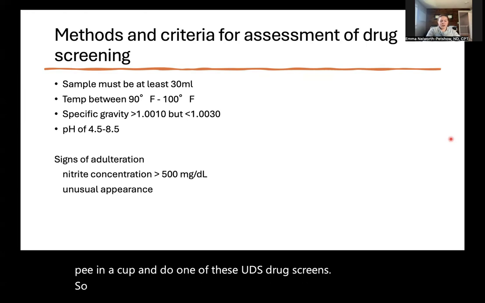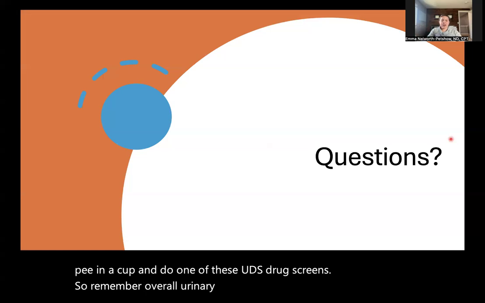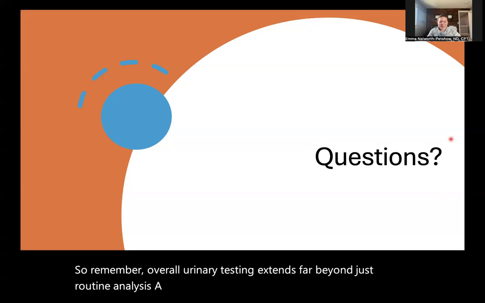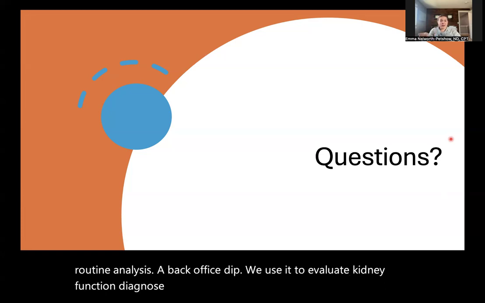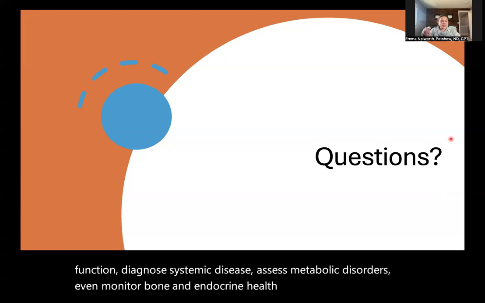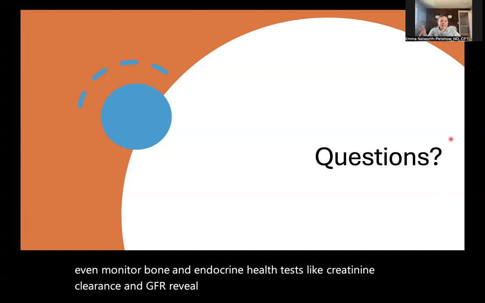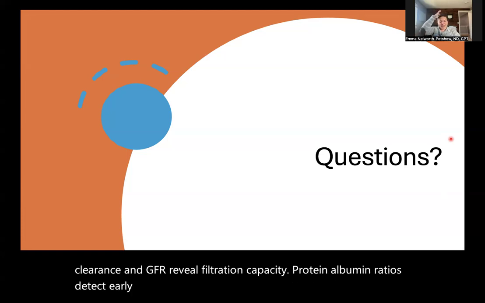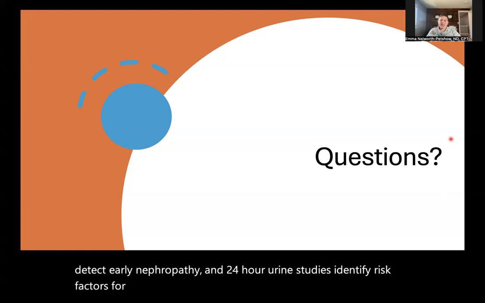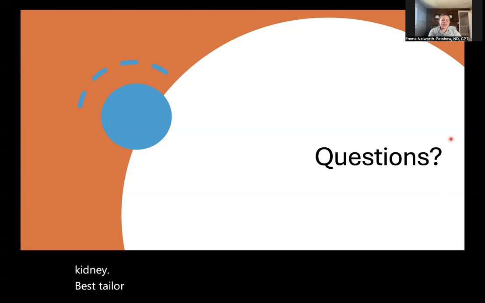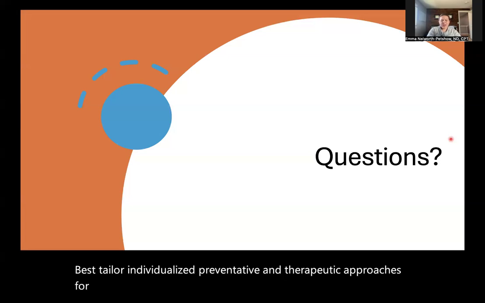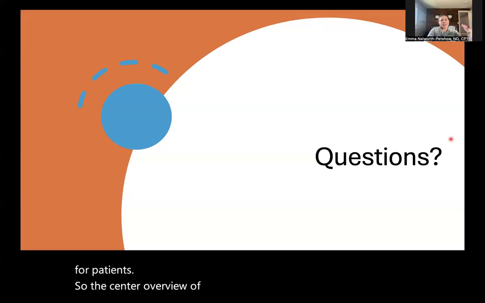So remember, overall, urinary testing extends far beyond just routine analysis, a back office dip. We use it to evaluate kidney function, diagnose systemic disease, assess metabolic disorders, even monitor bone and endocrine health. Tests like creatinine clearance and GFR reveal filtration capacity, protein albumin ratios detect early nephropathy, and 24-hour urine studies identify risk factors for stones. These diagnostics give us a window into the kidney and help us tailor individualized preventative and therapeutic approaches for patients. So this ends our overview of renal function and urinary diagnostic testing.